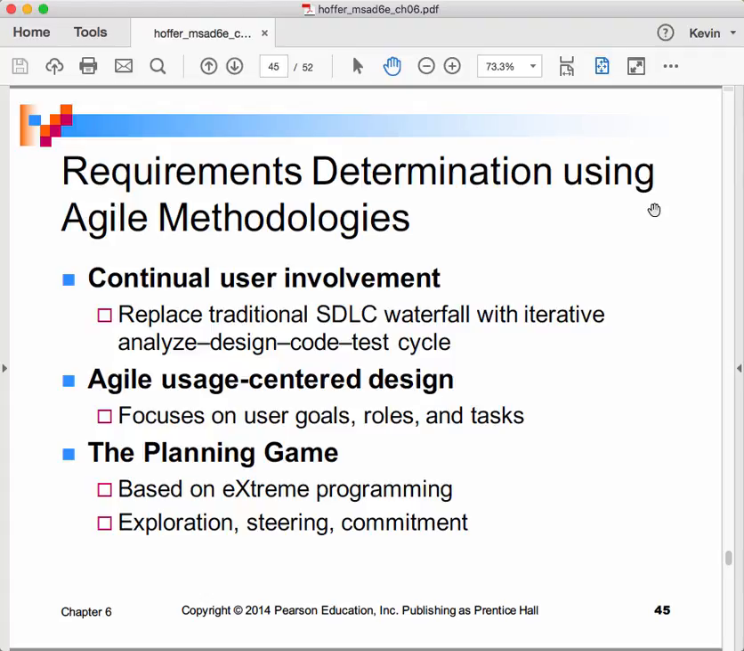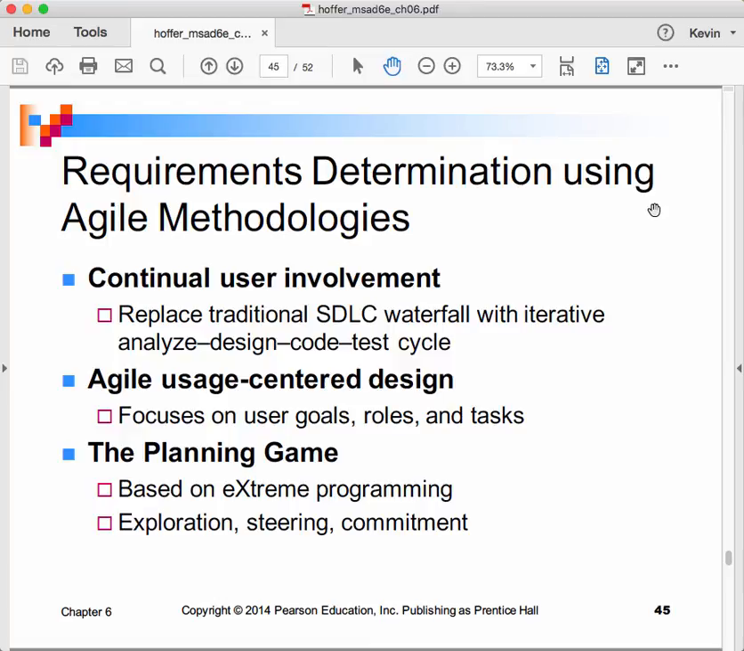Okay, so Agile is focusing on user-centered design. The best of the waterfall folks are focusing on user-centered design as well. The planning game based on extreme programming: exploration, steering, and commitment. I want to talk less about the planning game than I just want to go back to.